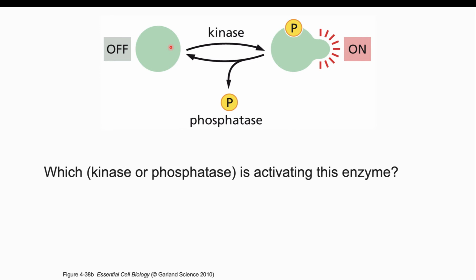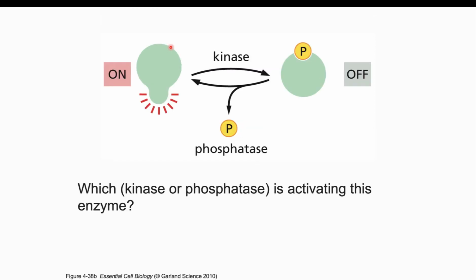So again, in this case, the kinase is activating the enzyme. There is no rule that phosphorylation activates, so keep that in mind. Phosphorylation causes a change in shape. Sometimes that may activate an enzyme, but other times phosphorylation of that protein by the kinase inactivates the enzyme, whereas removal of the phosphate group by the phosphatase activates it.